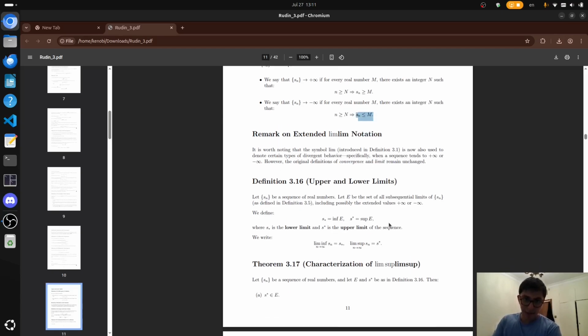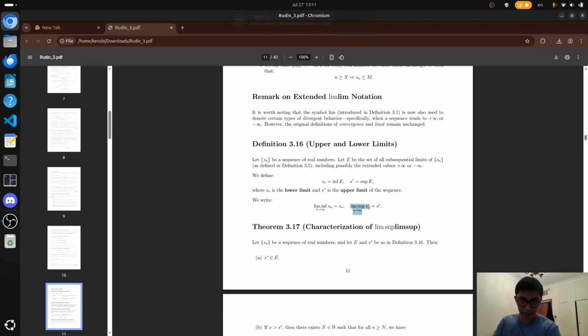Now we have what we call the lim inf and the lim sup, which is the lower limit and the upper limit. And you're basically taking the set of all subsequential limits. Its infimum is going to be s star, and its supremum is going to be s star on the top. And you're taking lim inf Sn to be S star bottom and lim sup Sn to be S star up. So you're taking all the possible convergences. The maximum convergence is going to be lim sup. The minimum convergence is going to be lim inf.